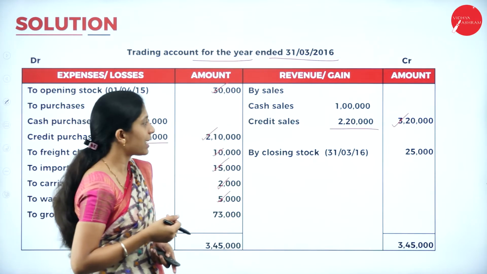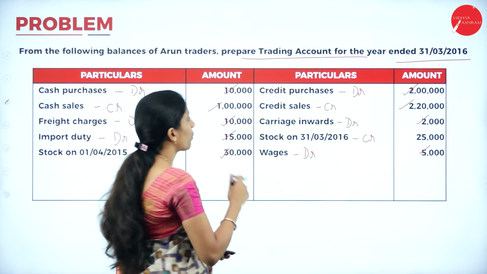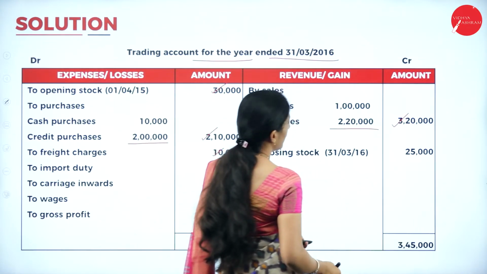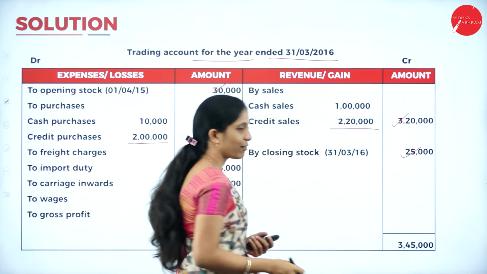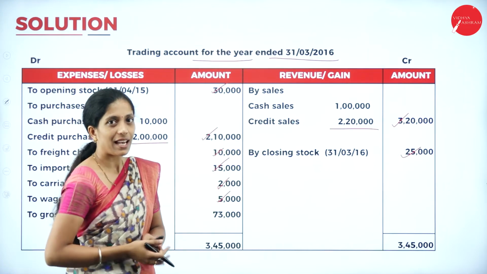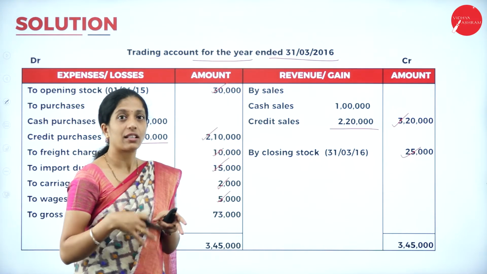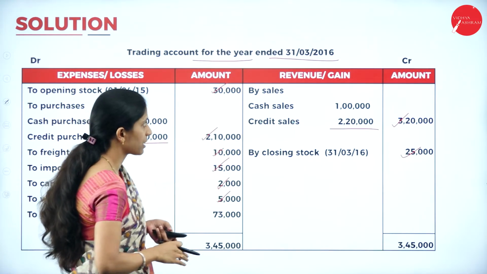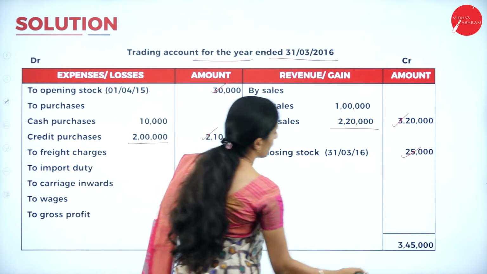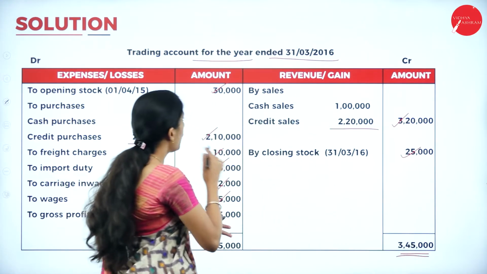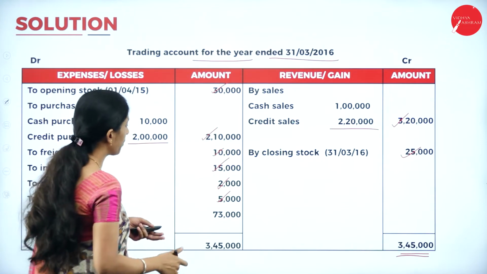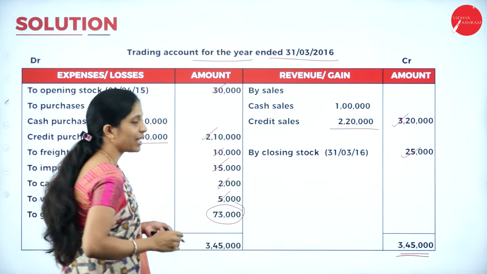Next, we don't have returns, we have closing stock. So what is the closing stock? 25,000. So by closing stock 25,000. Now we have to balance both the sides. Balancing figure will be either gross profit or gross loss. Now if you see the credit side, the total is 3,45,000, whereas in the debit side, you will get a balancing figure of 73,000.